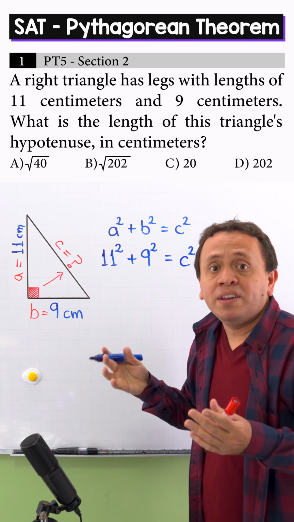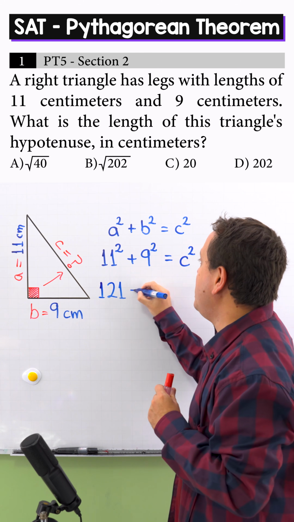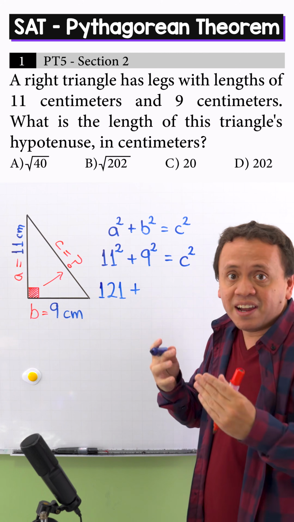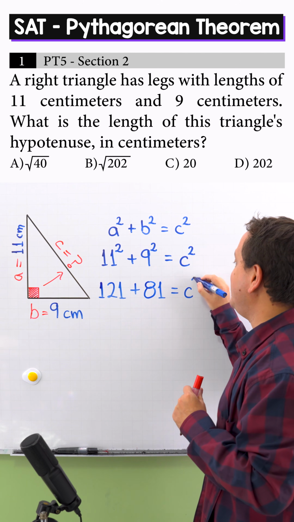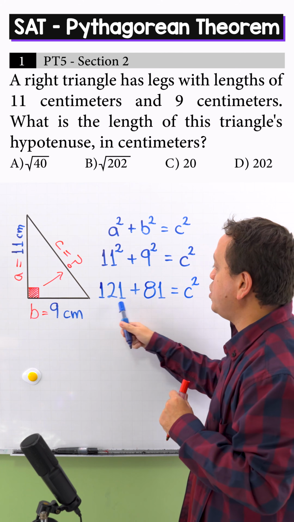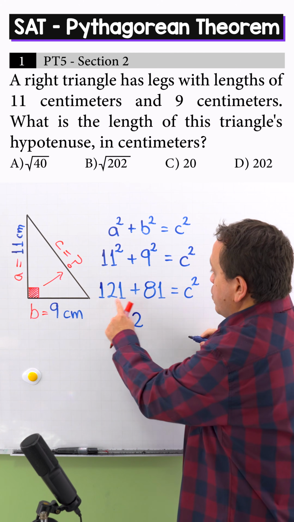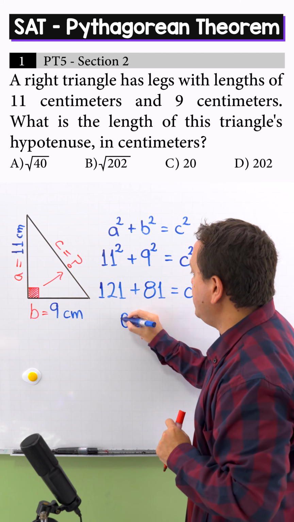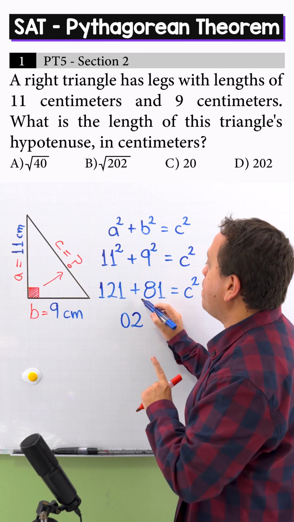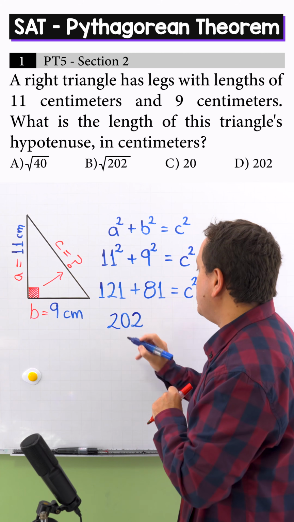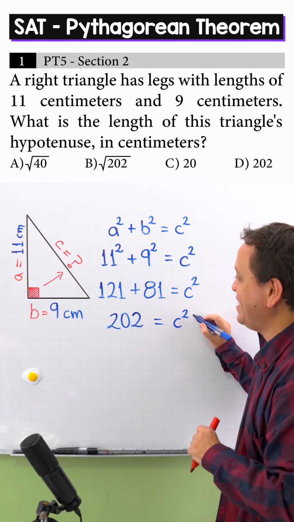11 squared equals 11 times 11, or 121. Then we have 9 squared. 9 times 9 gives us 81. And this is going to be equal to c squared. It's time to add 121 plus 81. 1 plus 1 gives us 2. 2 plus 8 gives us 10. I'm going to put the 0 and carry the 1 to the next column. 1 plus 0 gives us 1, plus 1 that we carried over gives us 2. 202 equals c squared. We have a little problem here, and that is exponent 2.